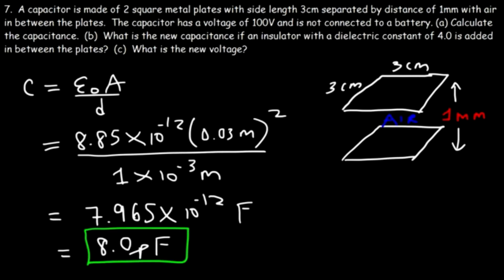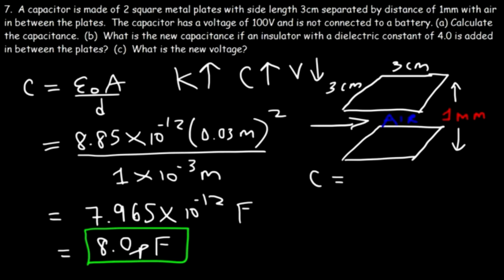Part B. What is the new capacitance if an insulator with a dielectric constant of 4 is added in between the plates? So let's put an insulator in between it. What's going to happen? Anytime you add an insulator, the dielectric constant, the K value, will increase. And so C is going to increase proportionally, and the voltage will decrease.